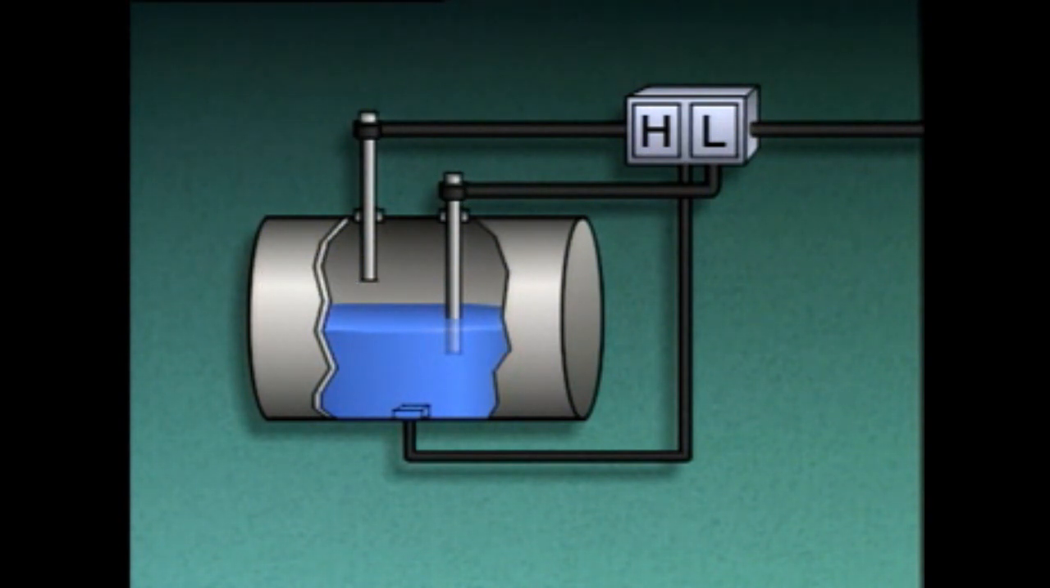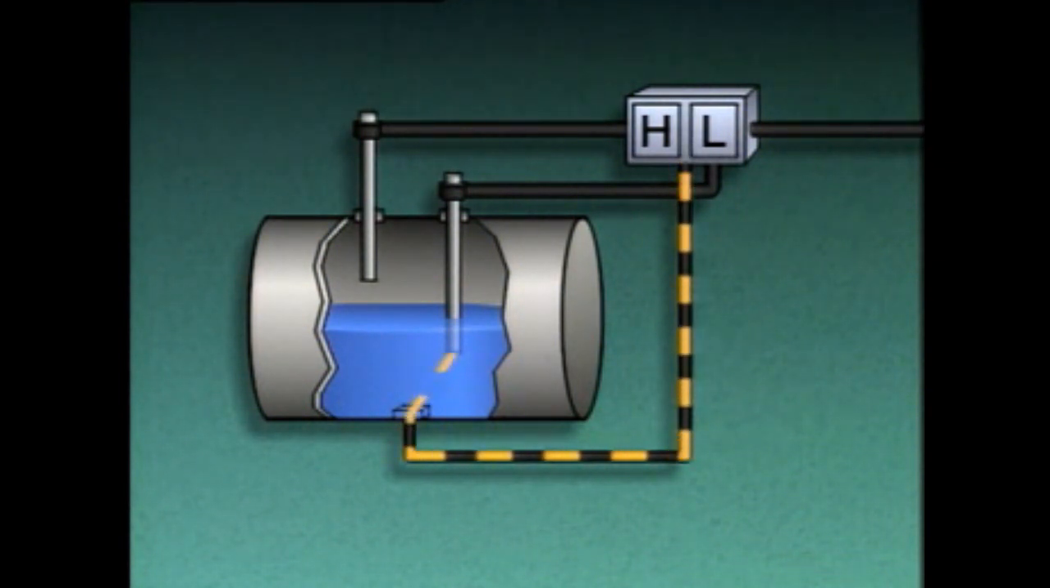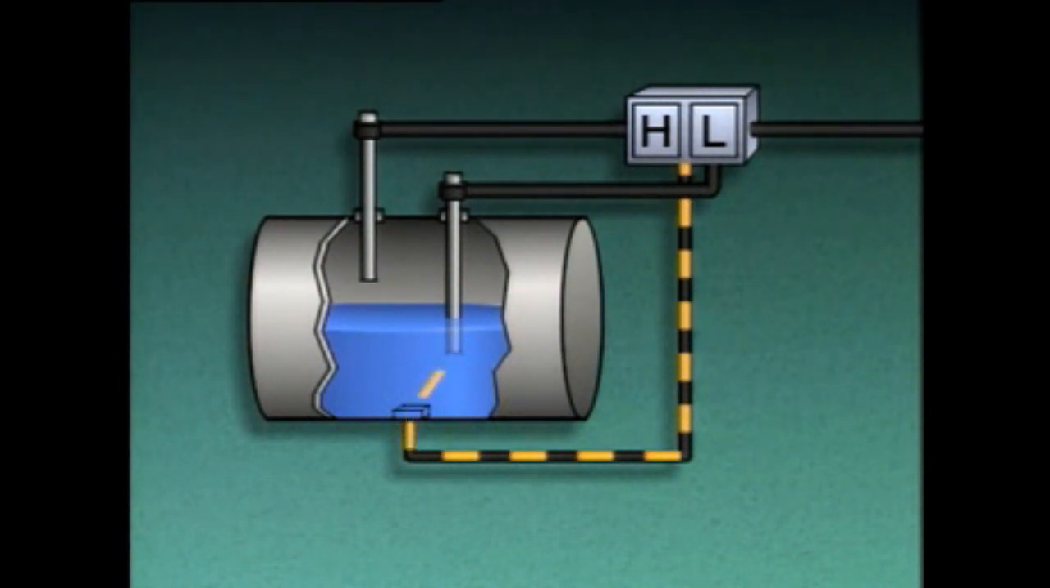As long as the liquid level is between the upper and lower probes, current flows from the low-level probe through the liquid and back to the alarm.